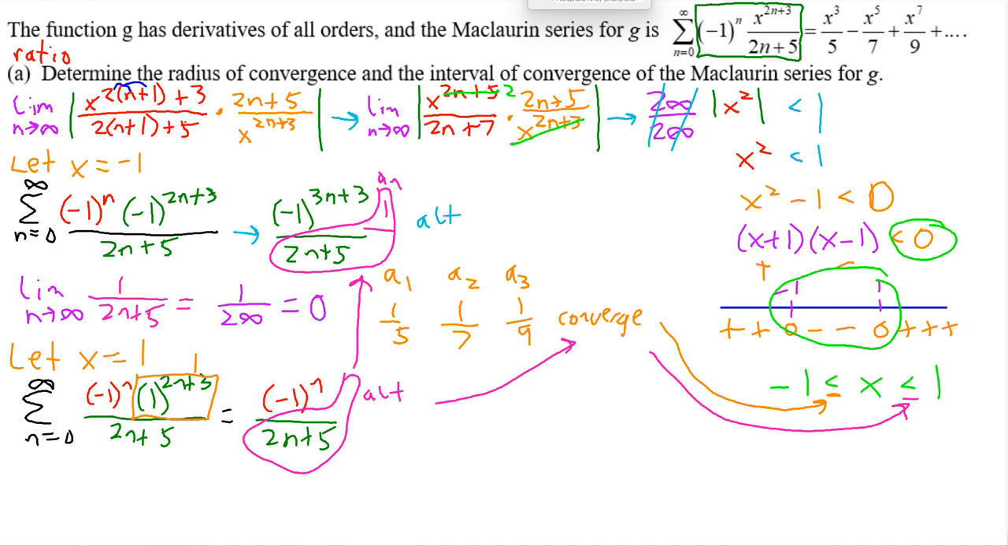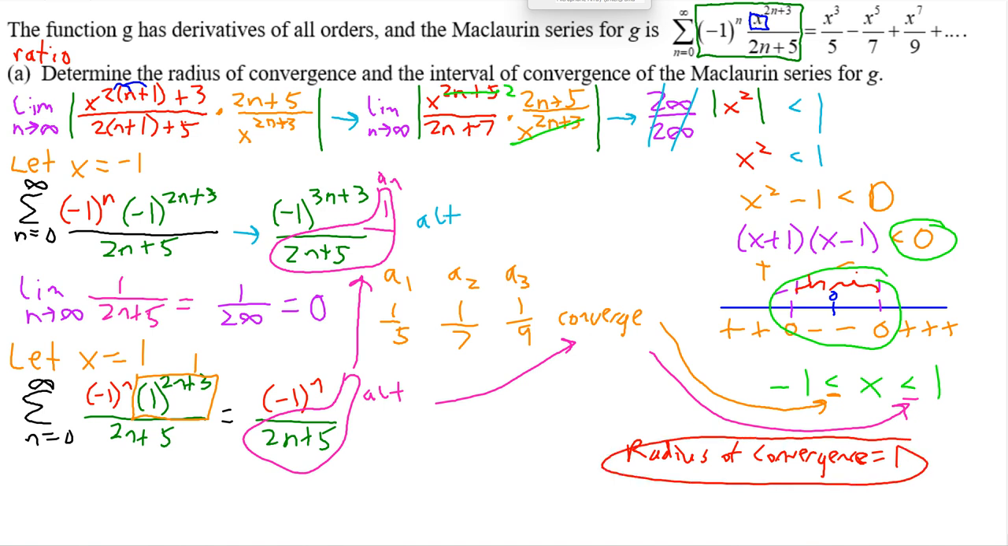So you can see the center here would be 0. You can also tell because when you set this equal to 0, you get 0. And then the radius from here to here and here to here is 1. So your radius of convergence is 1.